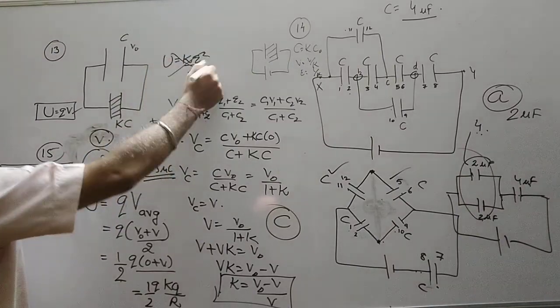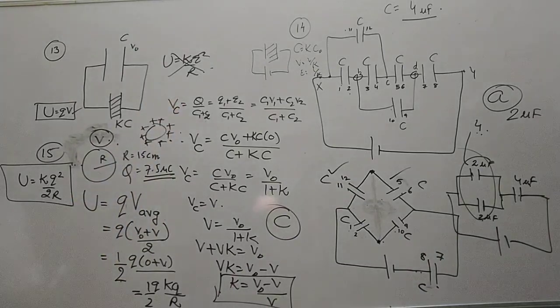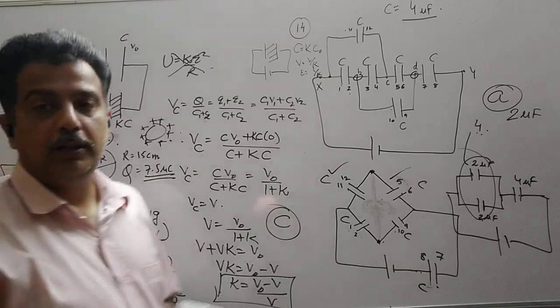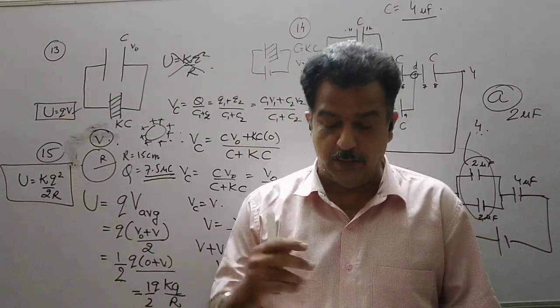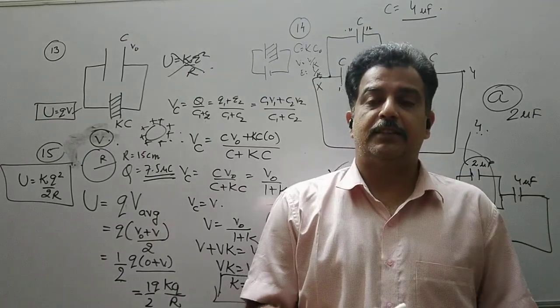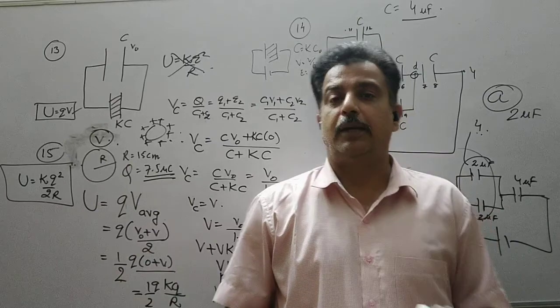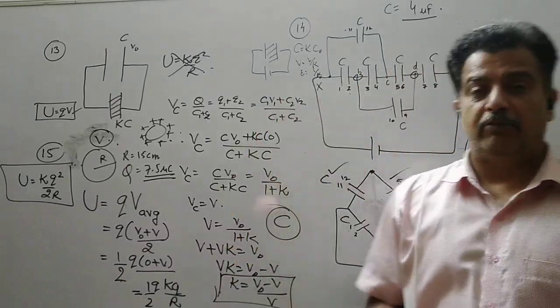So this is not the situation. Potential energy of any conductor will take time for charging and discharging. So you remember this, we have to take V average in this situation also. So this is all about capacitor level 1.